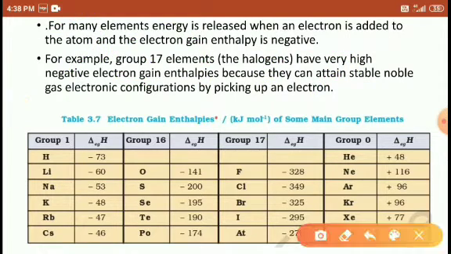Okay, we'll give one example. Look here. The same example I am taking here. The A atom, which tries to accept an electron. Its energy is 10.